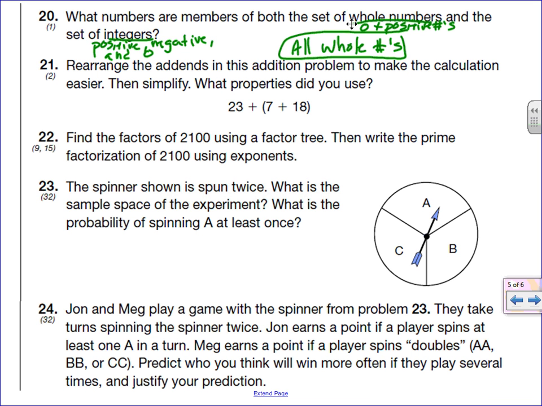Rearrange the addends in this addition problem to make the calculation easier, then simplify. Well, when I see 23, I think if I had a 7 to add onto it, that would work out well, because it would end in a 0 then. So 23 plus 7 would give me 30. So I want to do that first, and I can do that by shifting the parentheses to say 23 plus 7, do that first, since parentheses come first, and then add on 18. And that's called the associative property. 23 plus 7 is 30, and then 30 plus 18 is 48.